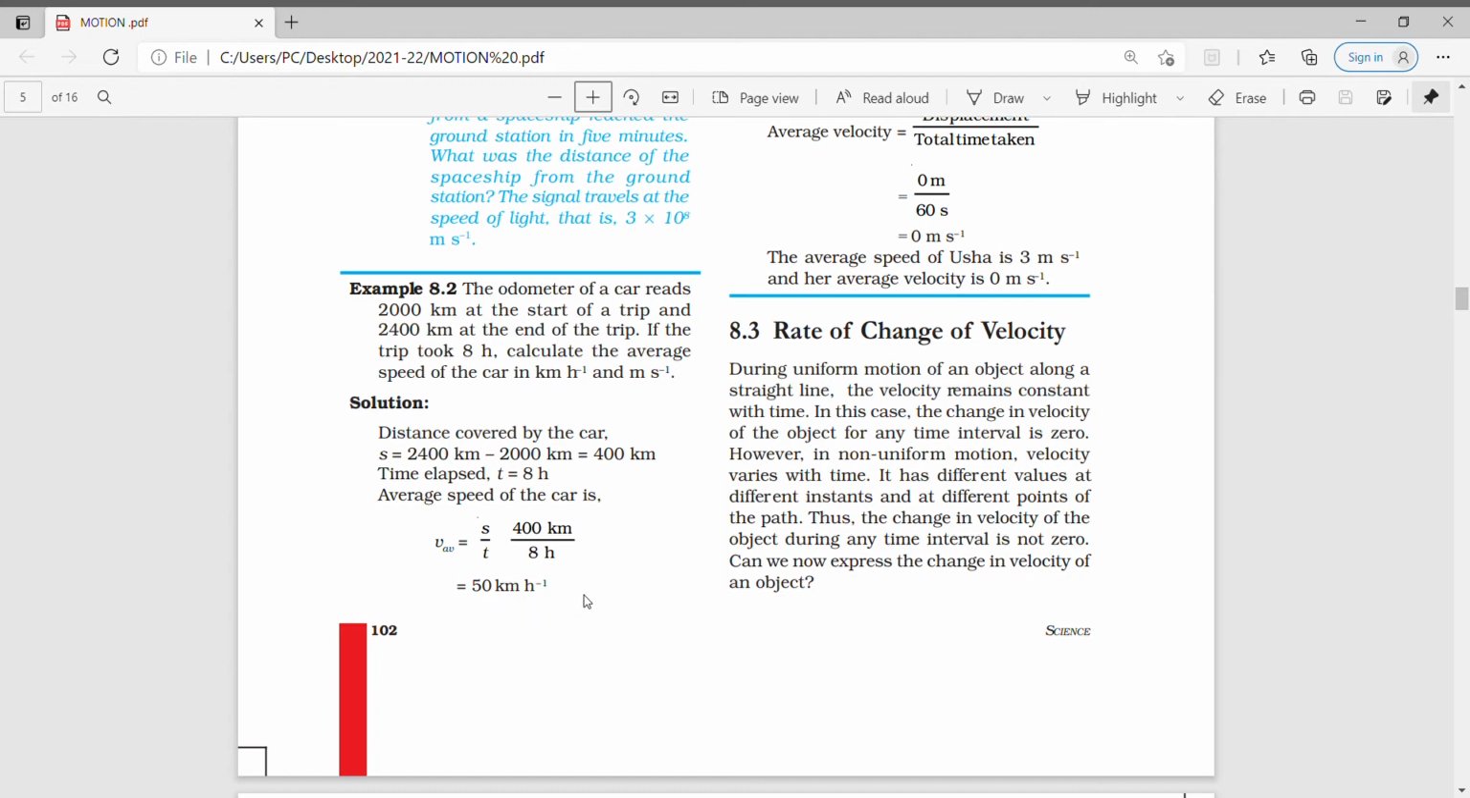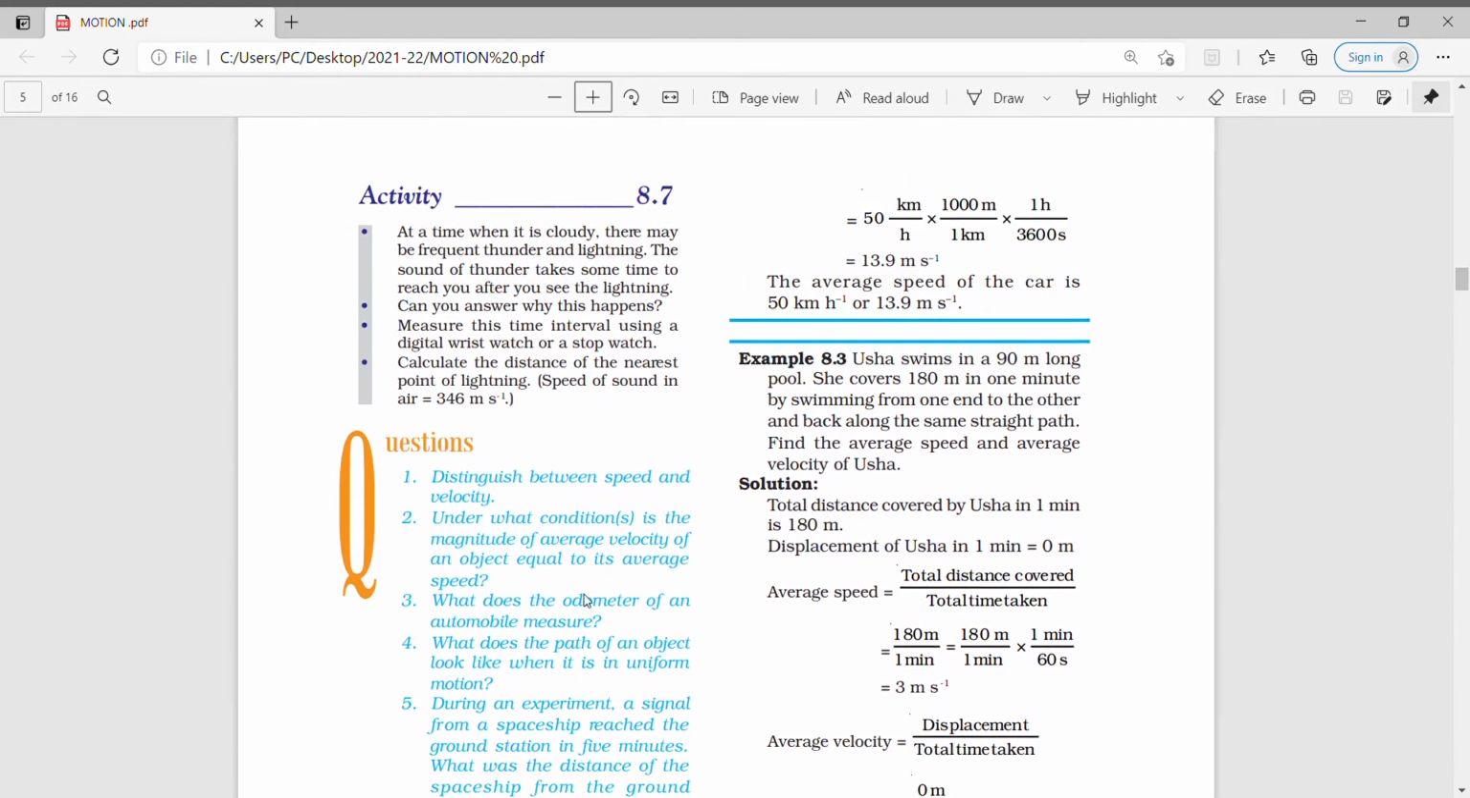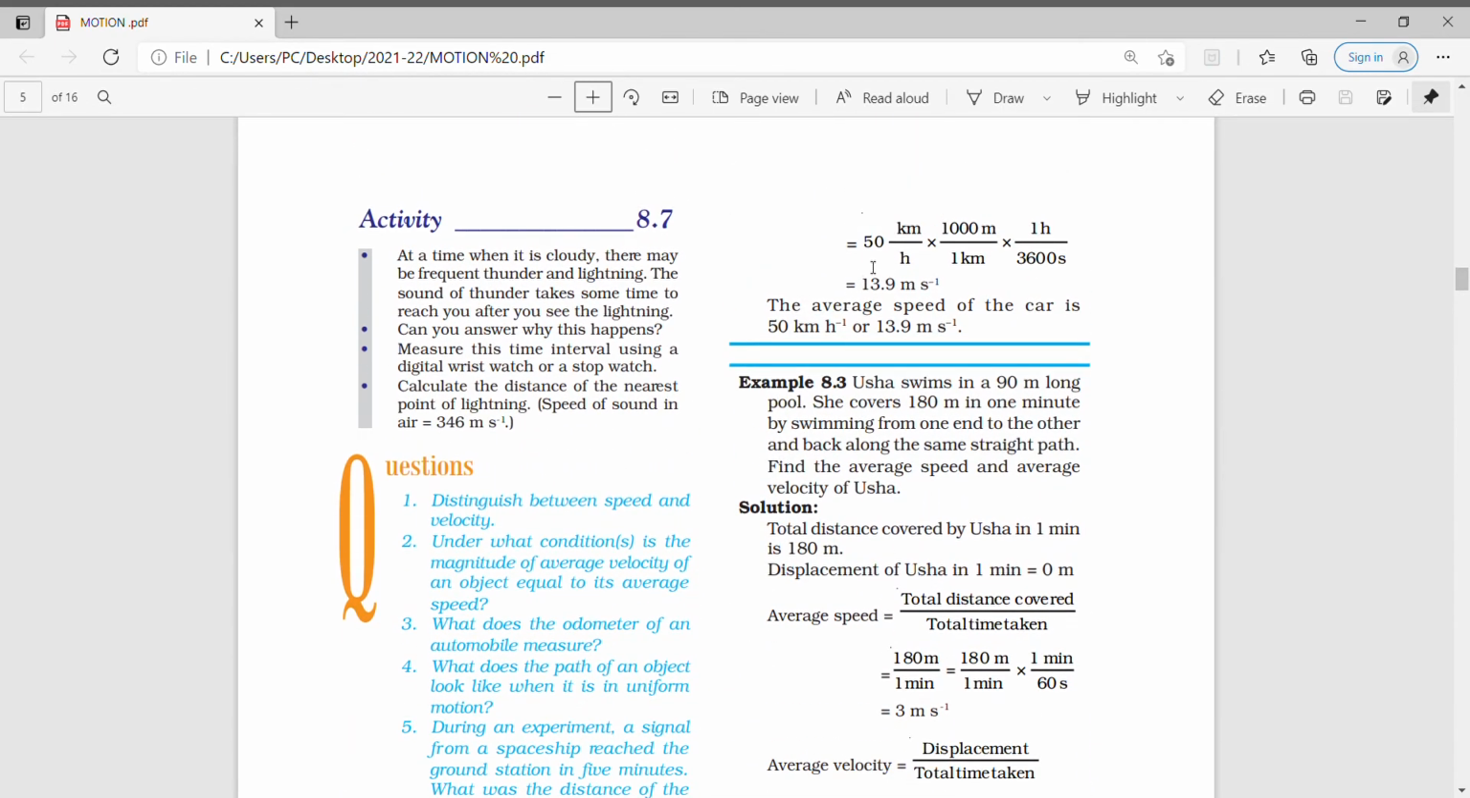So this is our first answer. And the second answer should be in meter per second. So we are to convert this 50 kilometer per hour into meter per second. So how to do this? 1 kilometer is equal to 1000 meters and 1 hour it is equal to 3600 seconds. So we multiply 50 with 1000 and divide it by 3600 and then we will solve it and it comes equal to 13.9 meter per second. So average speed will be 50 kilometer per hour or it is 13.9 meter per second. So these are two answers.